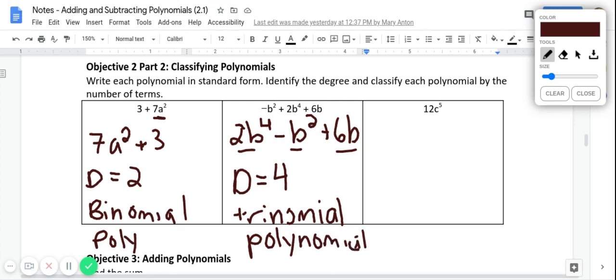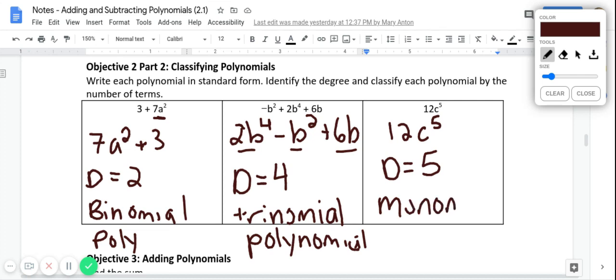All right, last one. Y'all, there's only one term. We can't rearrange it at all, so this is really already written in standard form. This is degree 5. And this is one term, so this is a monomial. And also a polynomial. All right.